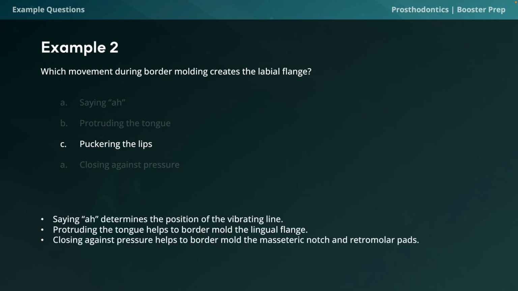Saying ah isn't actually a border molding movement, it just determines the position of the vibrating line. Protruding the tongue helps border mold the lingual flange, and closing against pressure helps to border mold the distal aspect or the distal flange of the mandibular denture. Therefore, puckering the lips is really the best answer here. And you can always try these during the test as well to feel which areas of the mouth are moving.